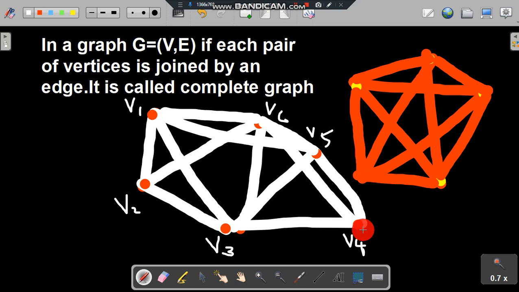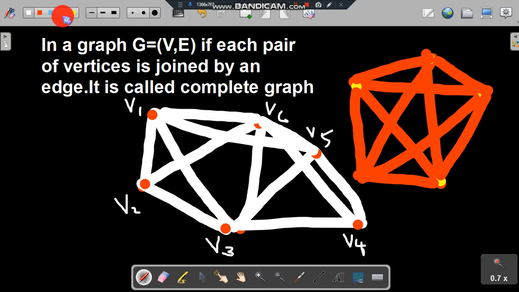v5 and v4 have an edge. v5 and v3 have an edge. v2, v6 have an edge. v1, v3 have an edge. Like that, if you take any pair of vertices, they are connected by an edge, am I correct? So such a type of graph, we call it a complete graph.